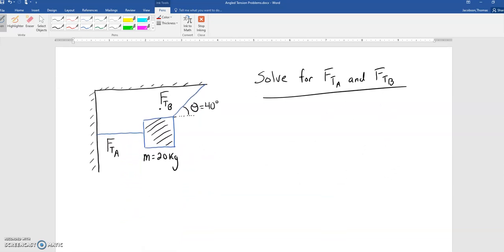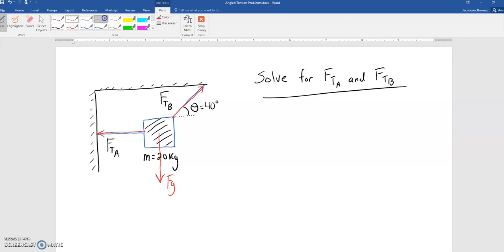So our goal here is to solve for the tension in these two ropes, FTA and FTB. So I'm calling them tension forces in ropes A and B. Your first step is to always draw a force diagram. So I'm going to say Fg pulls down, this rope B pulls up and to the right, and this rope here, A, pulls to the left.